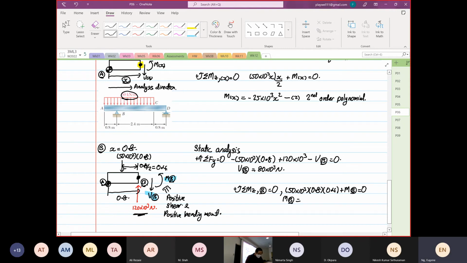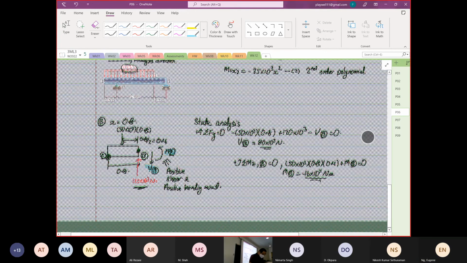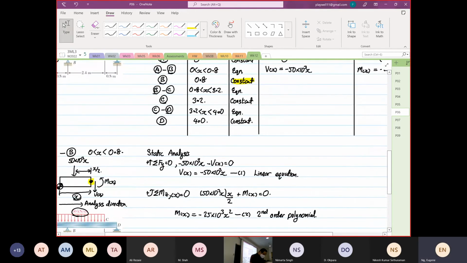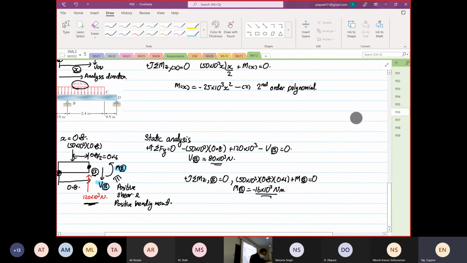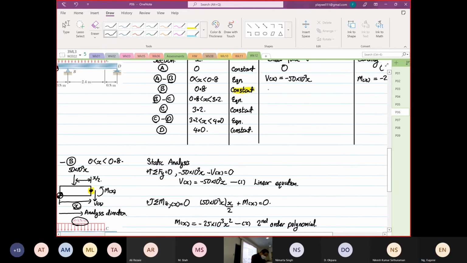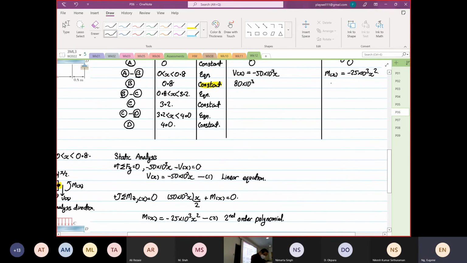is equal to 50 times 10 to the power 3 times 0.8 times 0.4, and it's negative, minus 16 times 10 to the power 3 Newton meter. Okay. So I won't call them an equation, it's a constant. So you go back to our table. This is equal to what? This is equal to 80 times 10 to the power 3. And that is equal to minus 16 times 10 to the power 3. Okay.